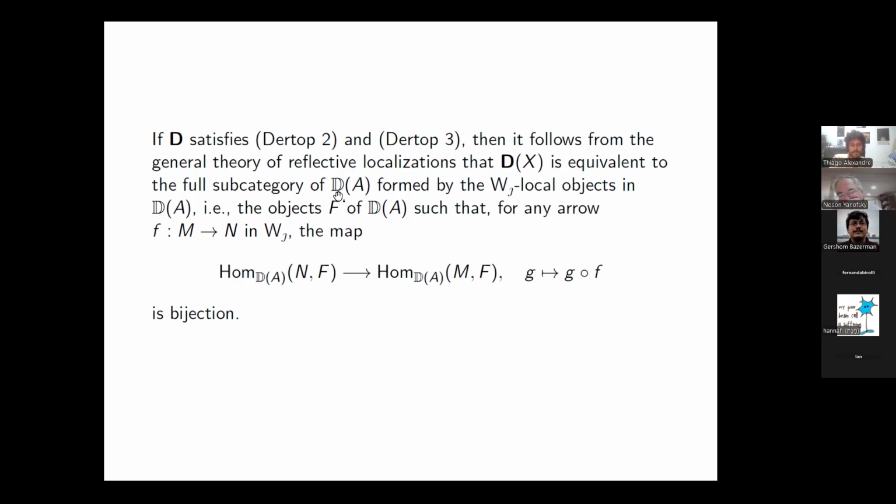So D of X is necessarily equivalent to this full subcategory of D of A. We know exactly what the full subcategory is. And of course, here I'm considering that D is an arbitrary topological derivator for which the axioms top two and top three can be verified. So it is necessarily equivalent to this category of these WG local objects in D of A.